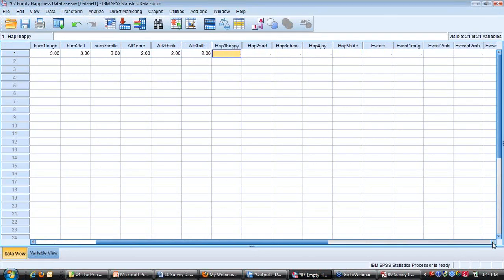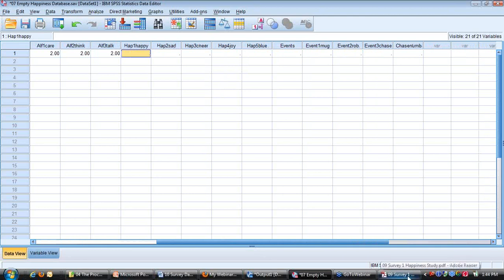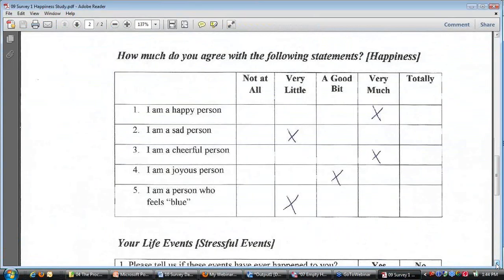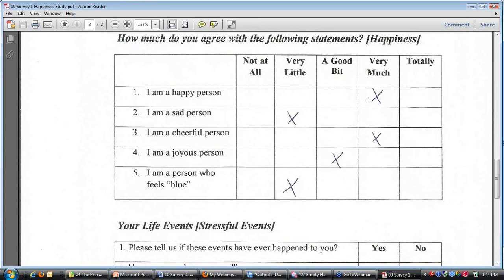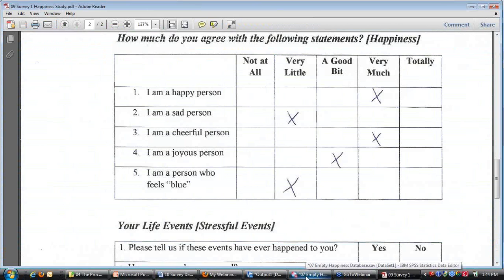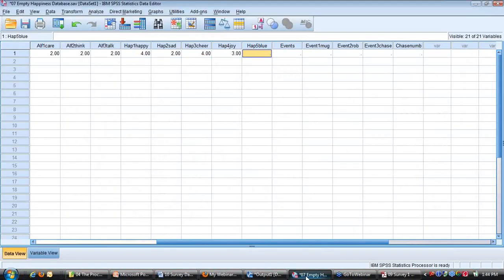Now we're getting over, so let's just finish our happiness, right? So there's 1, 2, so it's 4, 2, 4, 3, right? 4, 2, 4, 3, and then 2. And then we're going to get to our life events, right?